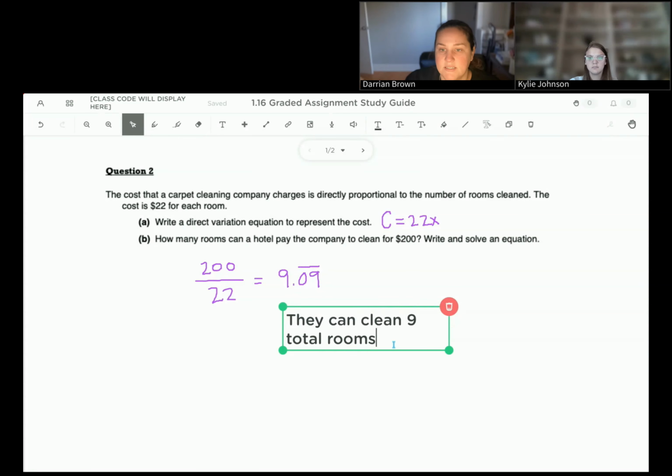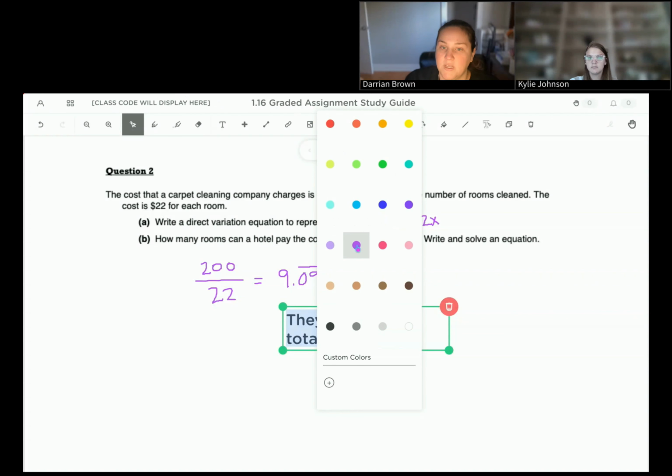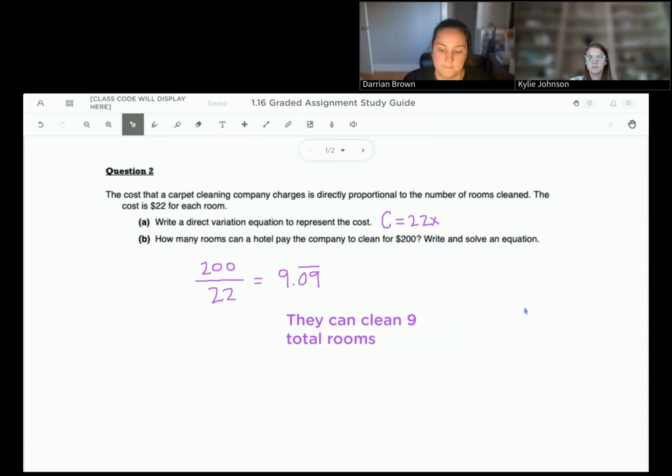So since it's a little bit over 9, it isn't all the way to 10. So they can only clean 9 whole rooms. Okay. So if you get a decimal, the whole number is how many rooms they can clean. All right. Any questions on that one?